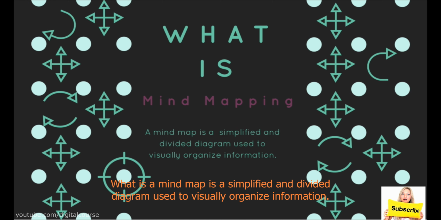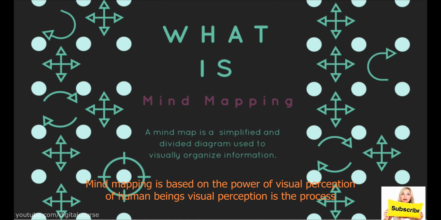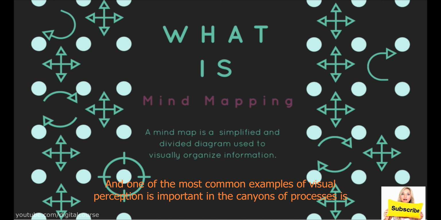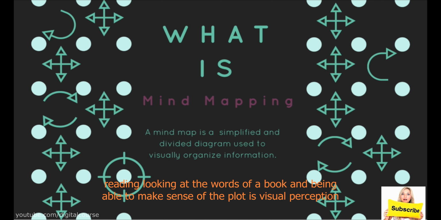What it is: a mind map is a simplified and divided diagram used to visually organize information. Mind mapping is based on the power of visual perception of human beings. Visual perception is the process of absorbing what one sees, organizing it in the brain, and making sense out of it. One of the most common examples of visual perception's importance in the cognitive processes is reading. Looking at the words of a book and being able to make sense of the plot is visual perception at work.